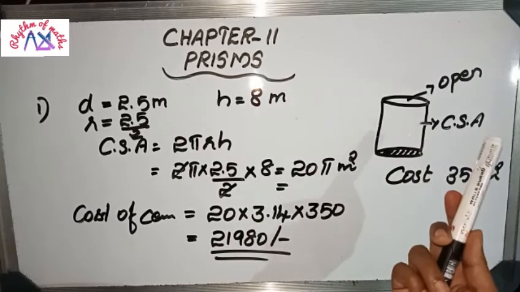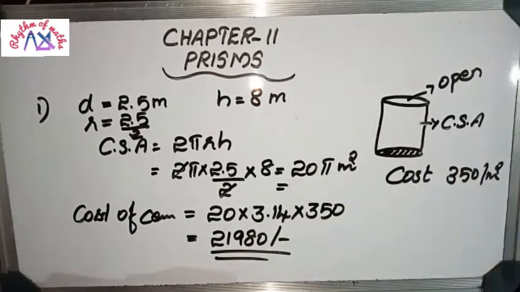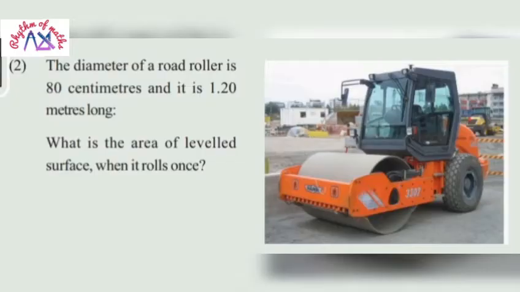Questions like cost of cementing mean it is curved surface area. Now let's move on to the second question. The question is, the diameter of a road roller is 80 centimeters and it is 1.20 meters long. What is the area of the leveled surface when it rolls once? Check the figure properly. This is the shape of a road roller. Check the wheel shape also.